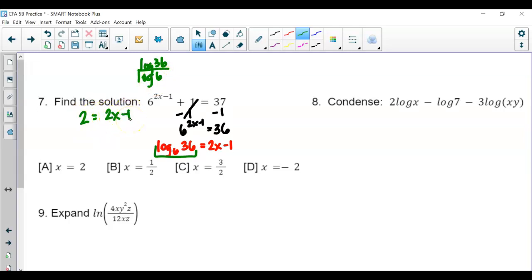Now we can go through and solve for x. I'm going to add 1 to both sides. Now I've got 3 is equal to 2x and divide by 2. That's why the answer here is C.